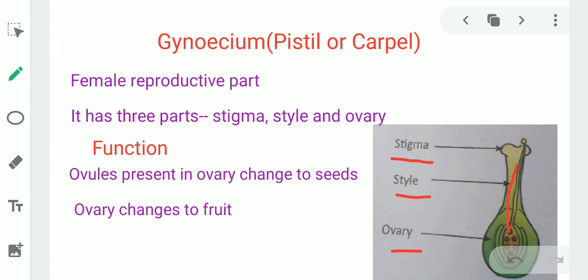In the ovary, small seed-like structures, minute ball-like structures, ovules are present. So pollen grains fuse with the ovules. After that, ovules change to seeds and ovary changes to fruit. So these are the functions of gynoecium. Ovules present in ovary change to seeds and ovary changes to fruit.